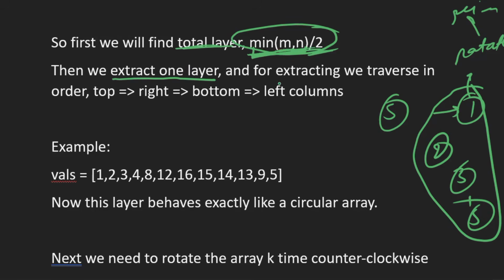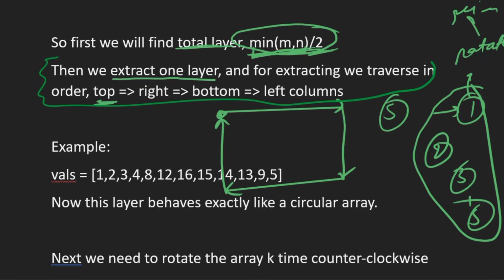So when we extract one layer, what is the order in which we will be traversing that particular layer? First we pick the elements in the top row, then in the right column, then in the bottom row, and then in the left column. In this way we'll be extracting the elements of the particular layer, right? So this is the way to iterate over the particular layer and extract the elements.